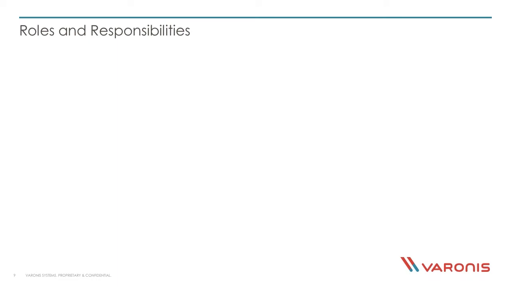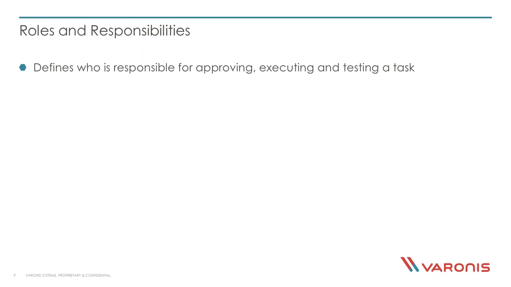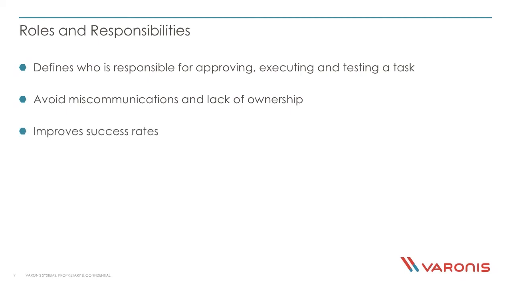Perfect. Now that we know the technology, the people, the tasks, and how to perform them, we can see and define the roles and responsibilities of each procedure, which means defining who is responsible for approving, executing, and testing a certain task. This is mainly to avoid miscommunication issues and the lack of ownership, since every time a task is executed, we will have someone approving it and testing it. Having the roles and responsibilities well defined also improves the success rate, since only authorized people will perform tasks on the tool.